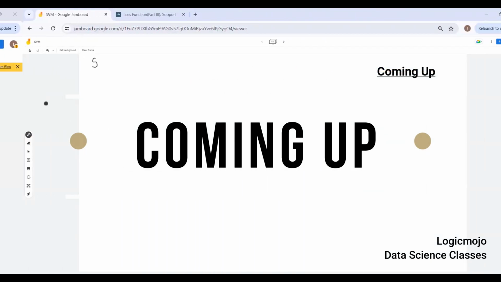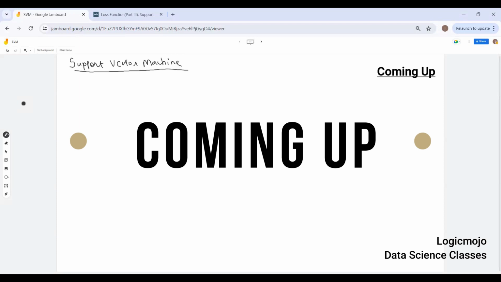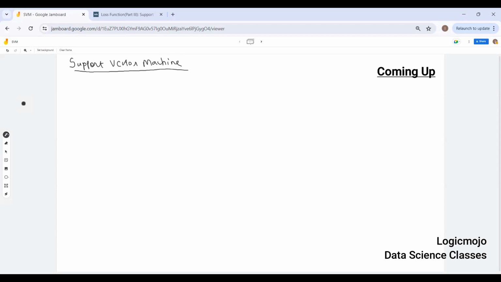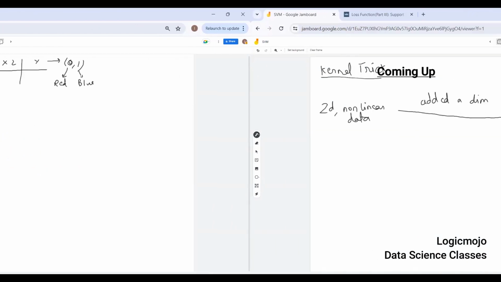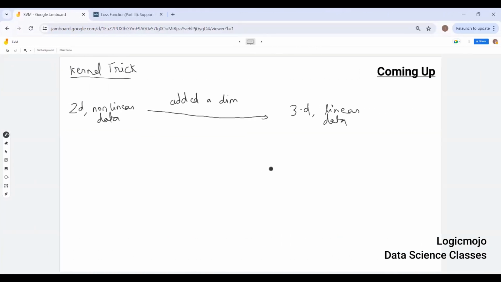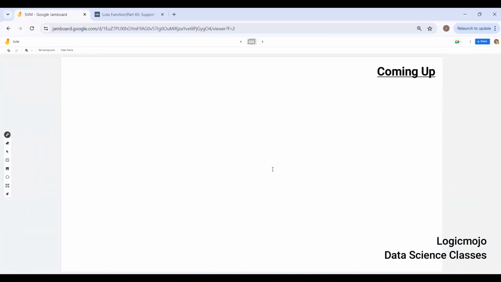Support vector machine that we are going to learn today. So don't worry about that. The major use of this is classification. So we are going to learn how it is used to do that. Second question. If I change the axis to this, we have added a third dimension to make the data linear. So this is about the kernel trick of support vector machine, using which it is capable of.